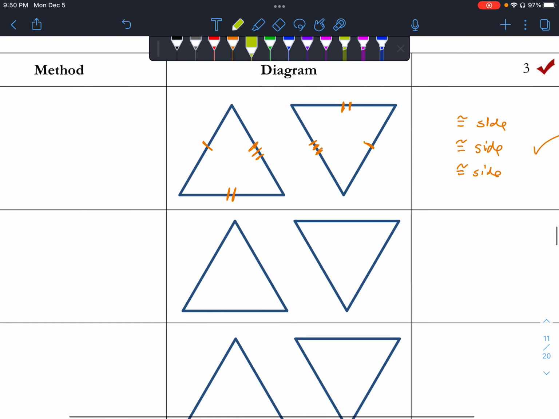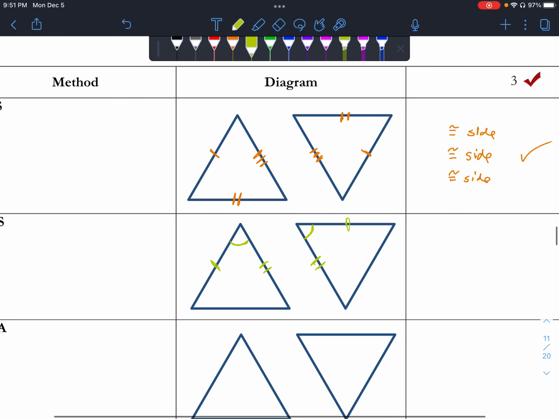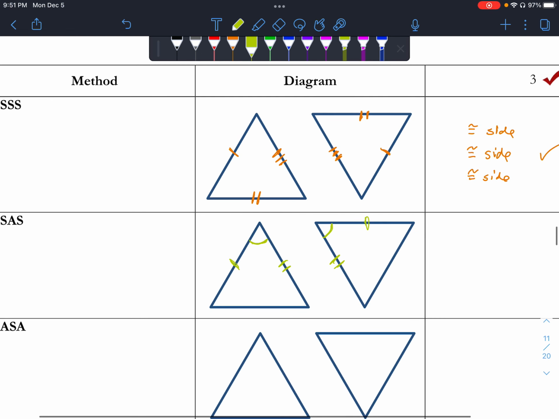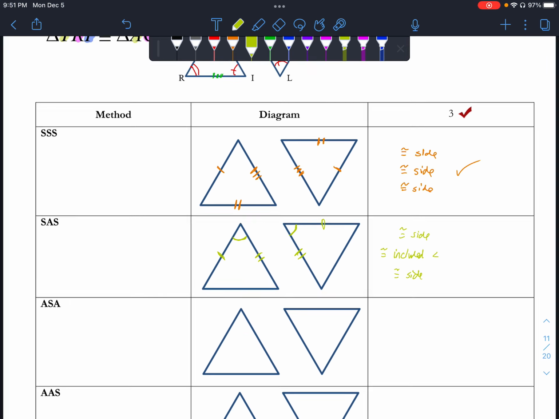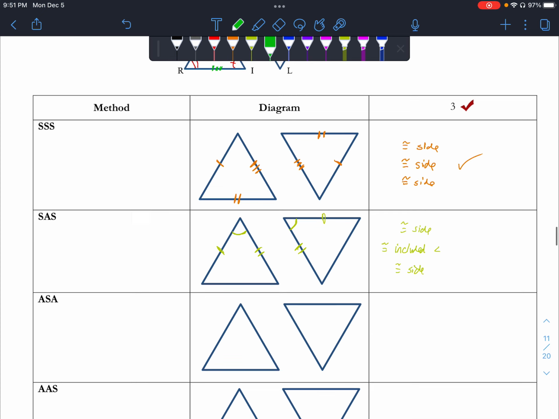Side angle side, again, similar to what we saw earlier. You'd need 2 sides, but then most importantly you would need the angle that is included between those 2 sides. And once again, with side angle side, it's just a matter of having one congruent side and a congruent included angle. And the last thing would be a congruent side again. So those 3 pieces would also work.